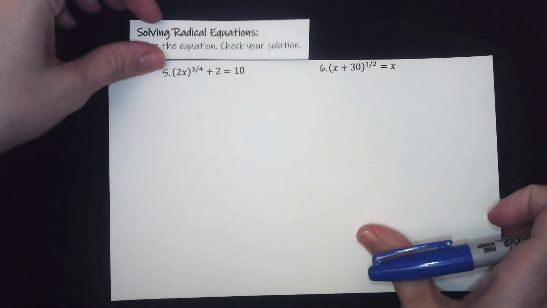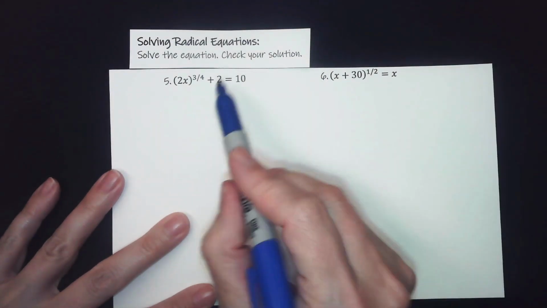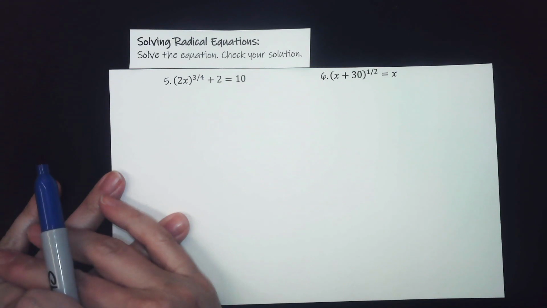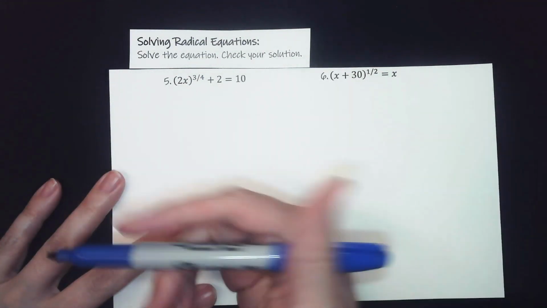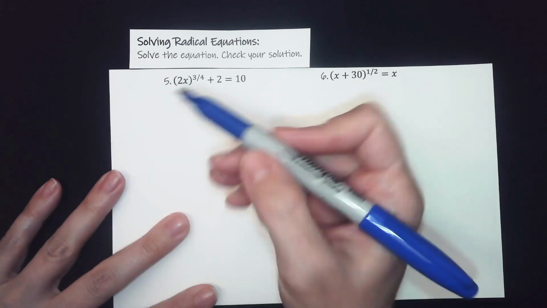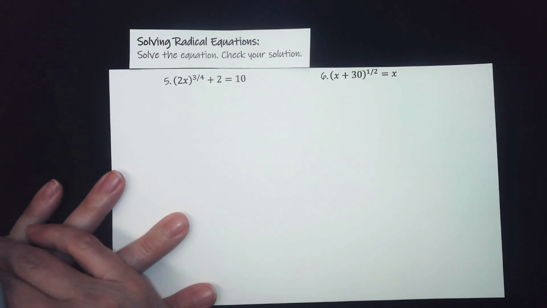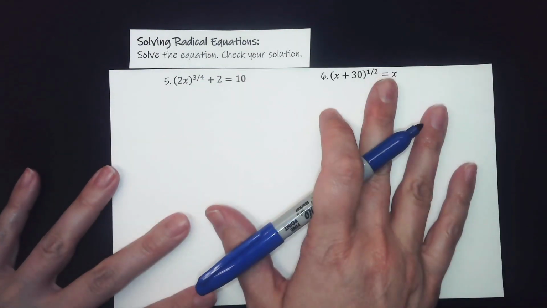All right, so for solving the radical equations of 5 and 6, they look a little different. This time they're to a fraction power, okay? Don't forget that it being a fraction power is the same thing as saying it's to the power of 3 and the root of 4, okay? So we're going to treat it the same as we did if we just had the radical.